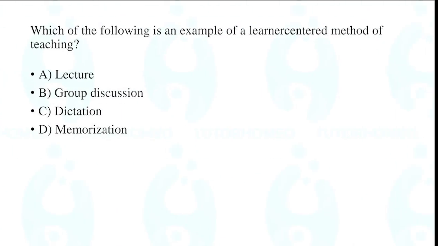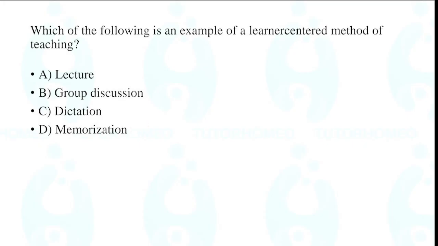Let's see the next question. Which of the following is an example of a learner-centered method of teaching? Learner-centered. Okay. Here we are not centered around the teacher, but it is all about the student. Okay, all about the student. Lecture means the teacher will be telling and the students are supposed to listen to it. Dictation, again, it is one way. Memorization, it's not learner centered.